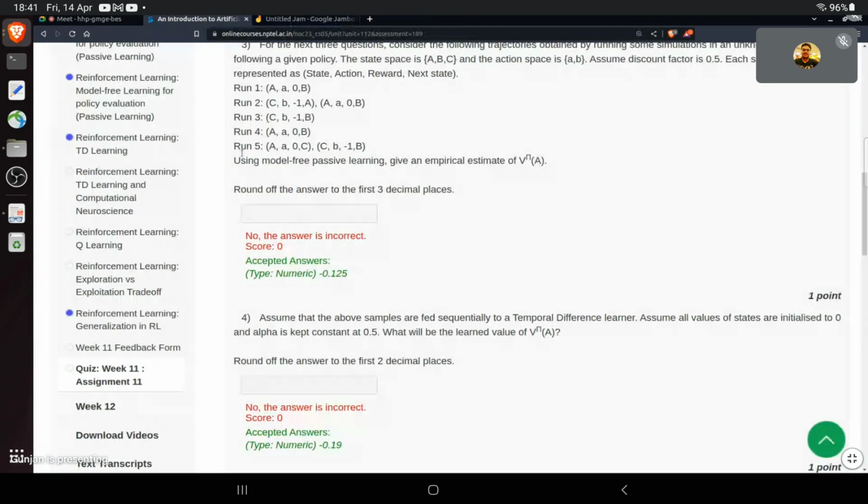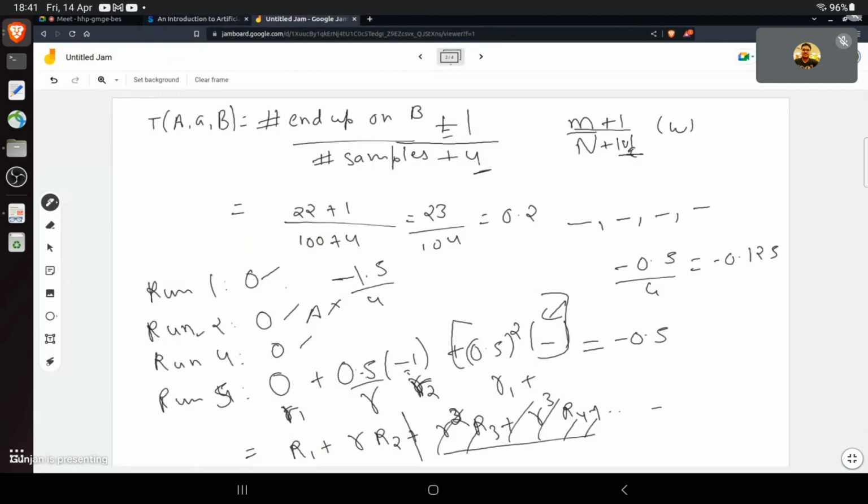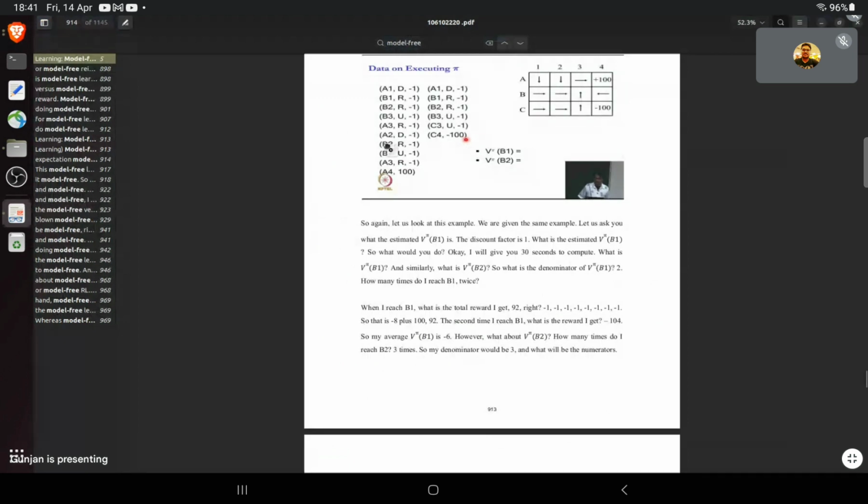My concern is in run 5, the first sample ends up with C, and the second one starts with C and then ends up with B. So don't you have to consider V pi B by C here, sir? No, no. Let me ask you this question. If you have to find out V pi B2 in this particular case, did we consider V pi C here? How did we calculate V pi B2? It is two times.